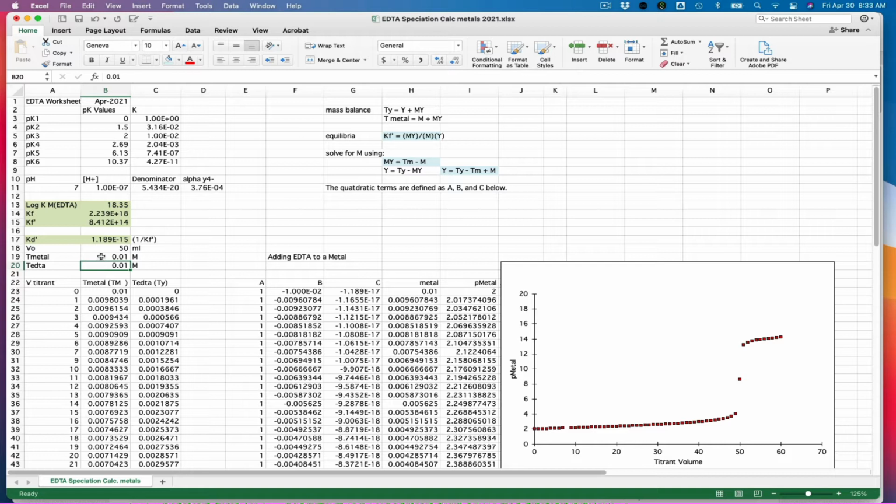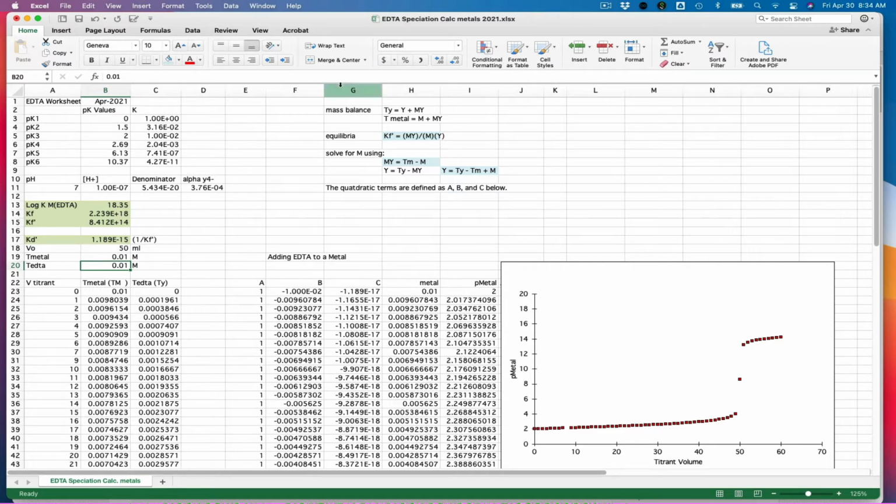And since it's a one-to-one stoichiometry, we expect the equivalence volume, the point at which the EDTA binds all the metal, to be 50 mils. If I made the EDTA concentration twice as high, you'd expect the equivalence volume to be 25 mils. We'll test that assumption after we finish working through the implementation. All right, that's all the starting material that we need.